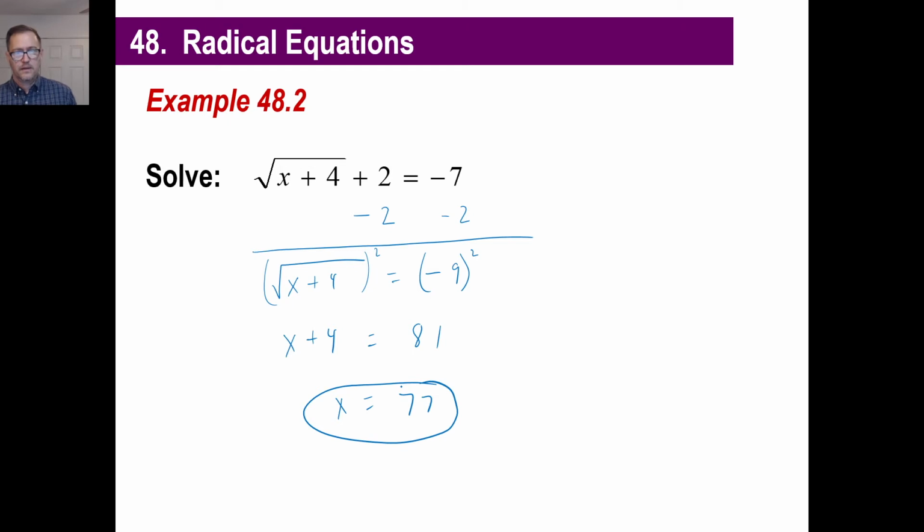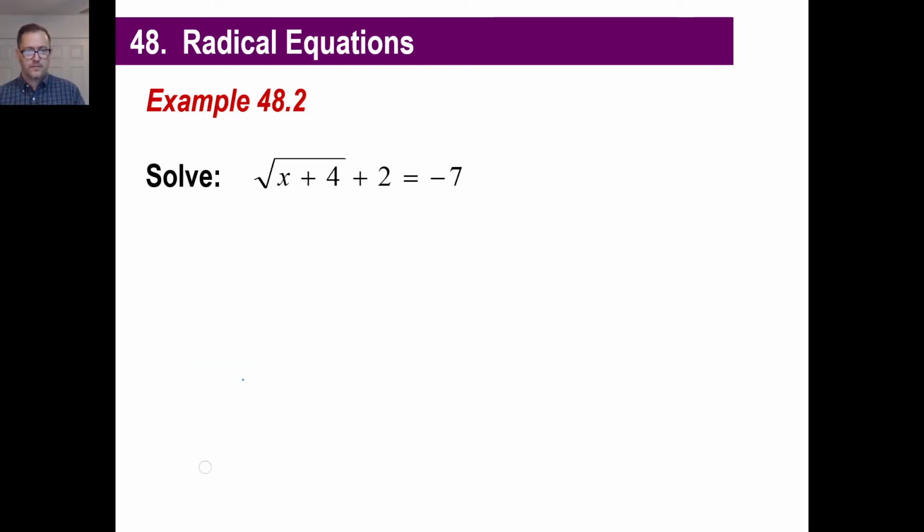Let's check it again. We say the answer is 77. Let's stick it in there. 77 plus 4 is 81, right? The square root of 81 is 9. 9 plus 2 equals negative... no, that didn't work. So since you don't get an equation that works, you can say no solution, or you can put null, something like that. You can just put no answer or whatever.